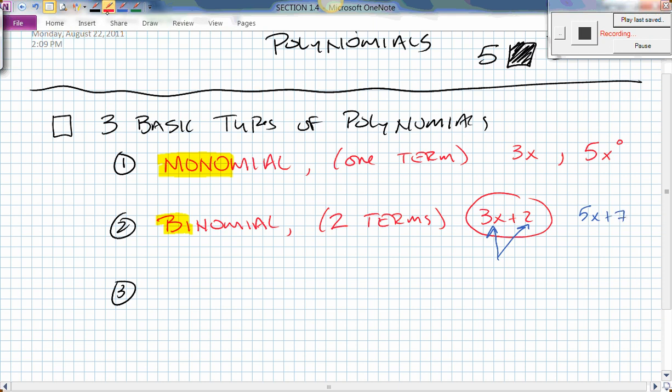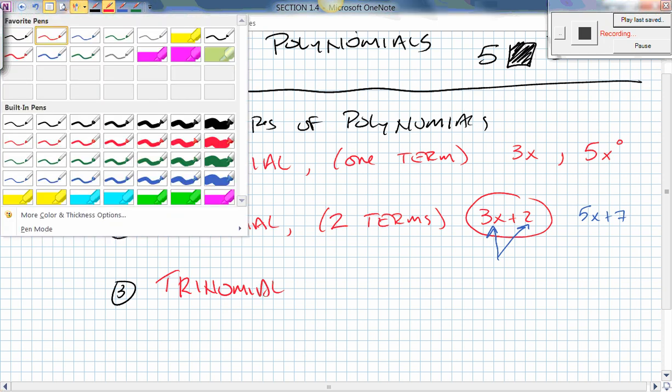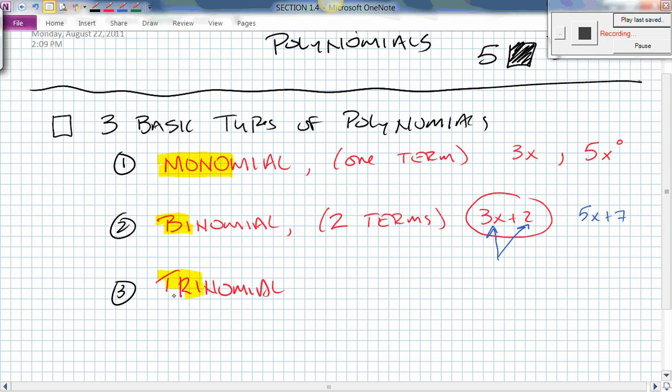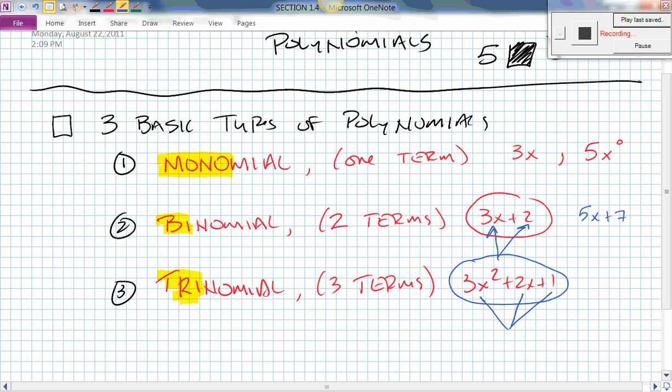Okay, following suit, what do you think the third one is? Trinomial. Very good. And of course, the tri is right in there for us. So how many terms is this going to have? Three terms. Very good. So how about 3x squared plus 2x plus 1? Collectively, all of this is a polynomial, specifically a trinomial, because there are 3 pieces or 3 terms. These are the 3 basic types of polynomials. We have monomials, binomials, and trinomials. We're going to deal with all of them.